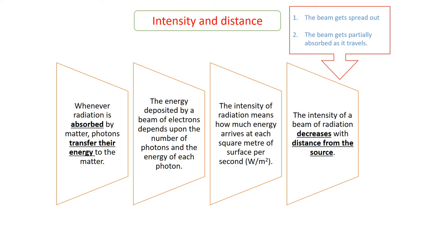Now the energy deposited by a beam of electrons depends upon the number of photons and the energy of each photon. Yani aapke paas beam of electron jo energy deposit kar rahi hai, wo depend karega ki us beam mein kitne number of photons maujood hain, aur un photons ki energy par depend karti hai. सही है, ये जो एनर्जी डिपोजिशन होती है बीम ऑफ इलेक्ट्रॉन्स की.